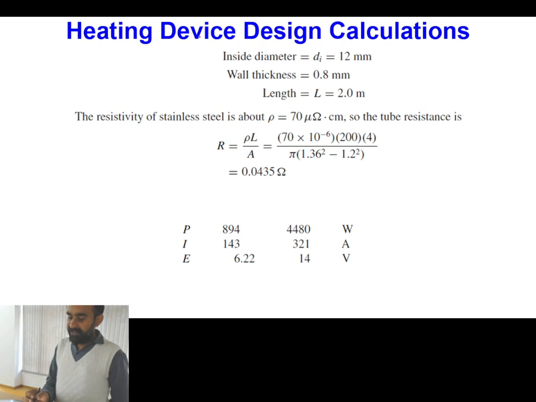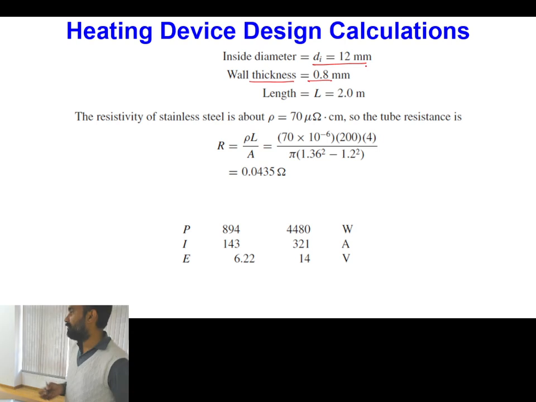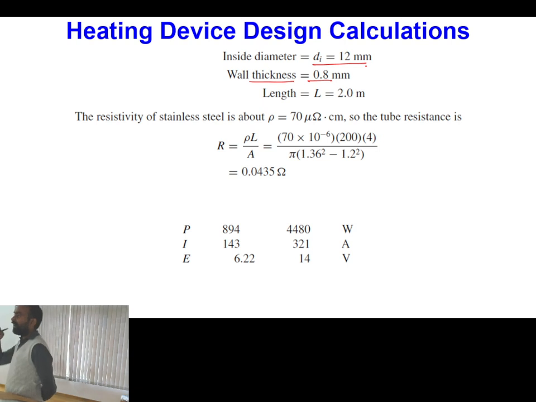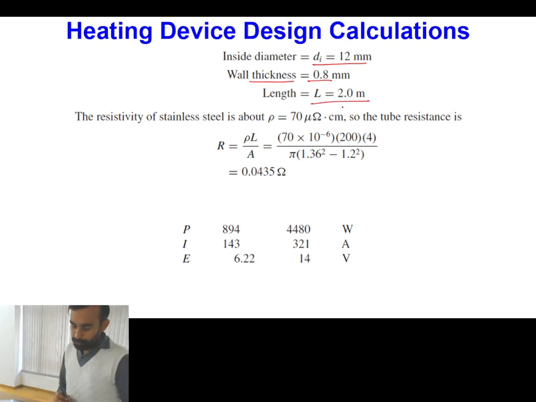Now, heating device design calculation. Ultimately, we also have to control the voltage and current in the heating device. For the heating device, of course, the inside diameter is 12 mm. If you refer to the tubes available in the market, the wall thickness will be 0.8 mm. Of course, the wall thickness depends upon the pressure requirement. If you have a high pressure requirement, then the wall thickness will be more. If you have low pressure measurements, then the wall thickness will be less. And the length we have considered to be 2 meters.